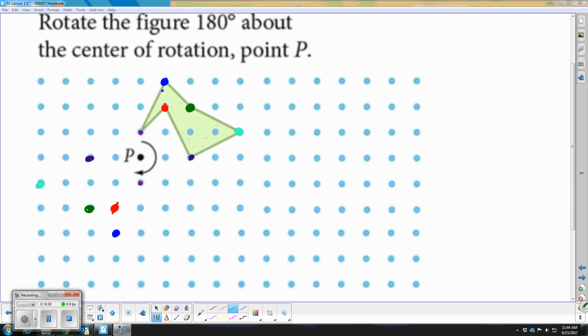So the blue one goes to the red one. And, sorry, the purple one goes to the red one. And the purple one also goes to the blue one. And the blue one goes to the green one. And the green one goes to the light blue one. And the light blue one goes to the purple one. So it's the same image, it's just rotated about point P.